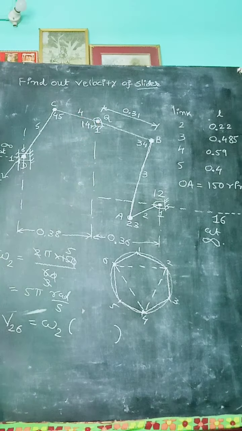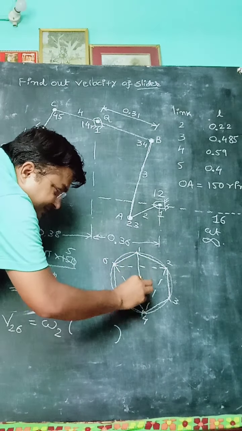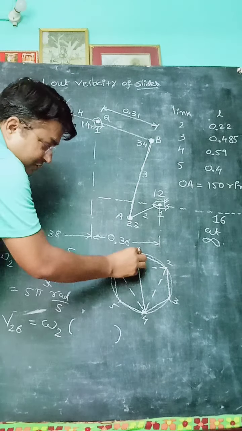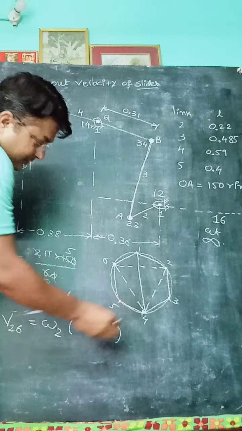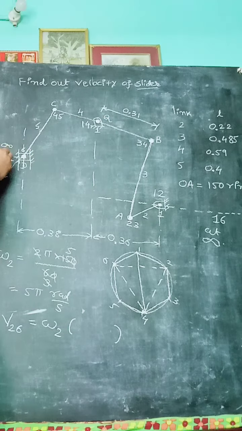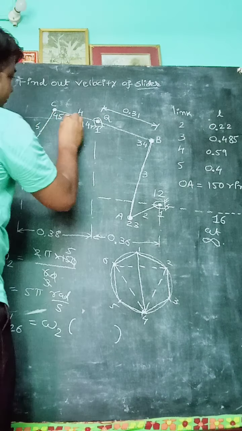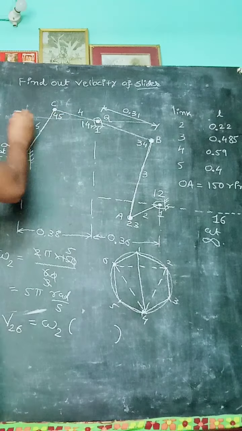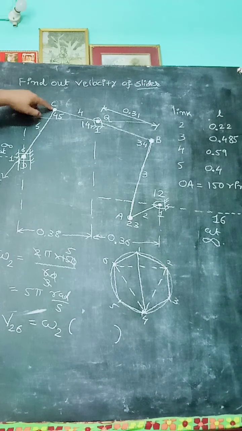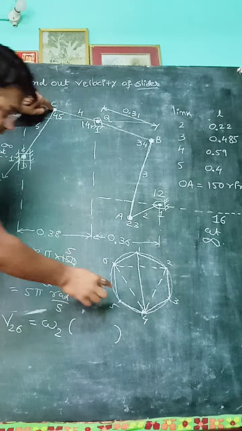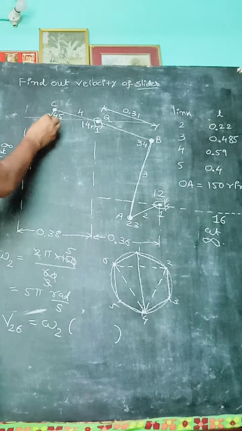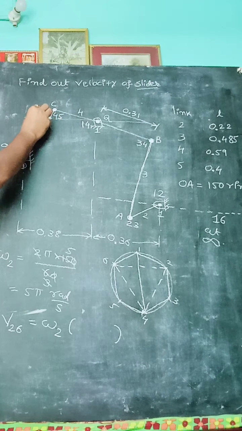1 4 is available. So I can use this 1 4 and 1 6. Where is 1 4? This is 1 4 and this is 1 6. So 1 4 and 1 6, an infinite line, when it intersects with 4 5 and 5 6. So 4 6 will be located here. This is nothing but 4 6.